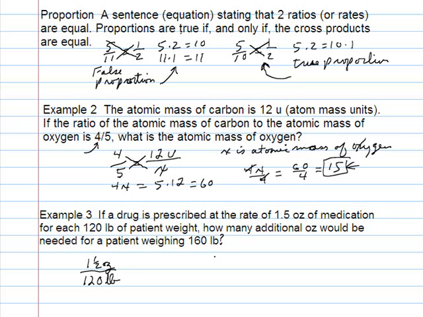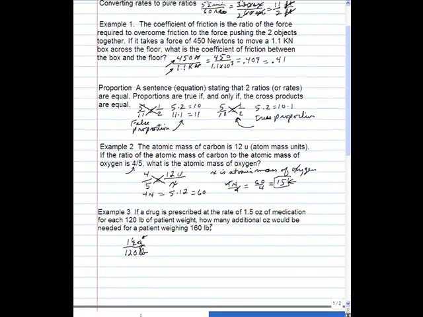Now, this is kind of a tricky question because it doesn't say how many ounces would be needed. In our ratio, 1 1/2 ounces is the number of ounces needed for a 120 pound patient. Our question is asking how many additional ounces would be needed. How many ounces past the 1 1/2 ounces? So here's where you can take two different approaches to the problem.